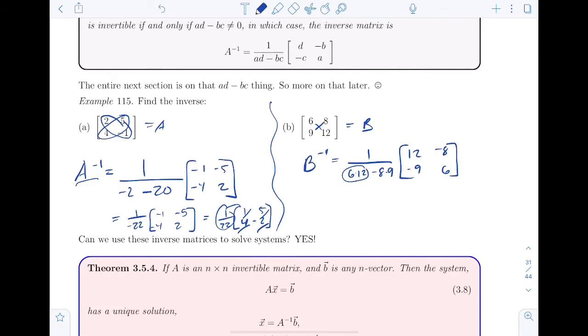All right, 6 times 12 is 72, 8 times 9 is 72. Whoops. Okay, so this bottom thing just came out to 0. So what we know is that B is singular, right? Not invertible. And my point in doing this is that's what happens when they're not invertible.